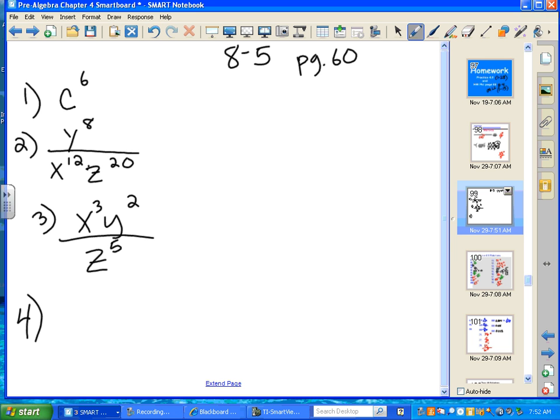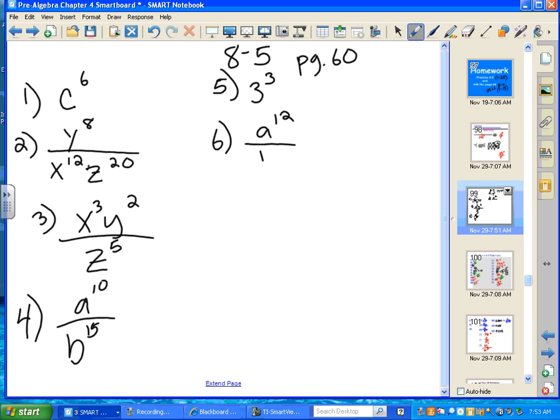Okay, Annalise, number 4. Good. A to the 10th over B to the 15th. Number 5, Charles? Good. 3 to the 3rd. Number 6, Mary? Good. A to the 12th over B to the 8th. Adam, number 7? Oh, you scare me. Yes, 3 squared. That's okay. Over 2 squared. Number 8, Emma M?